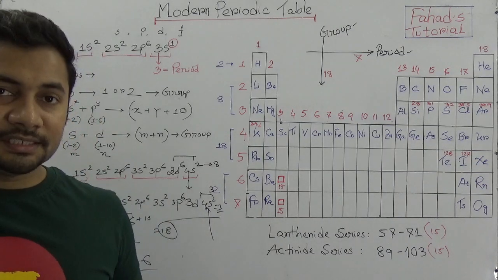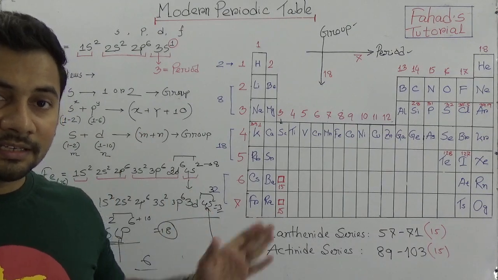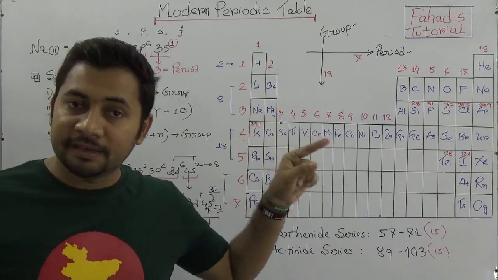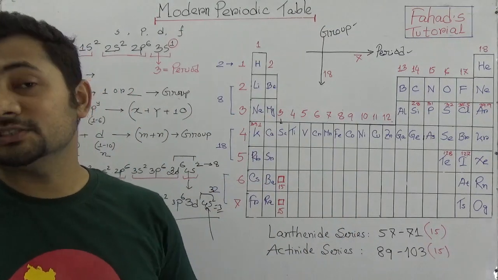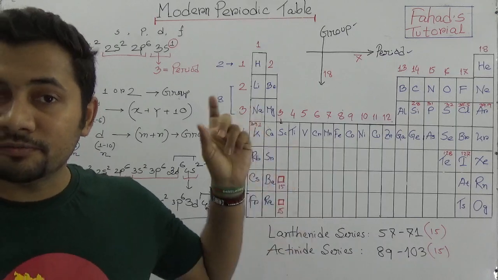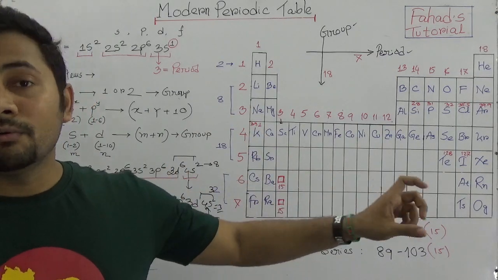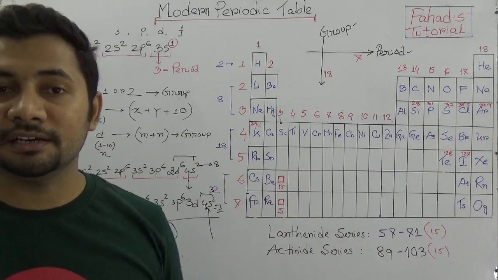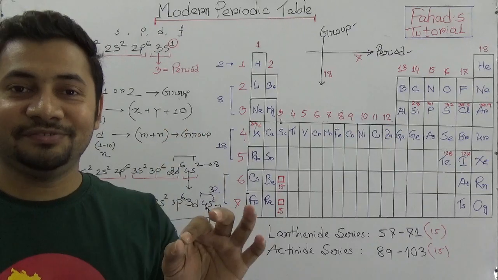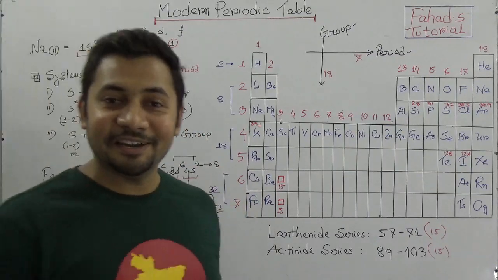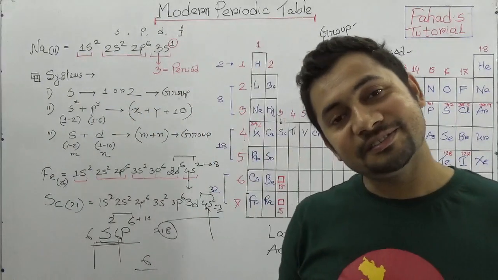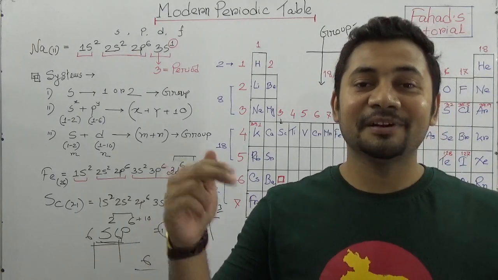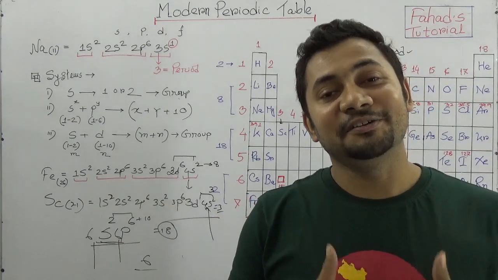Okay, so I hope you understand what I am trying to explain here, determining the positions of elements in the periodic table based on their electron configurations. I am requesting you to do it freehand at home and try to write all the electron configurations of all elements and then try to figure out the positions of those elements in the periodic table.